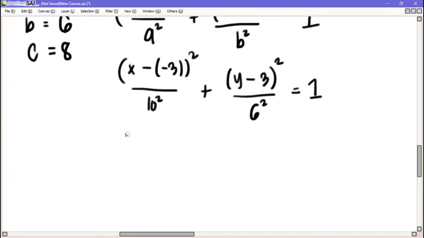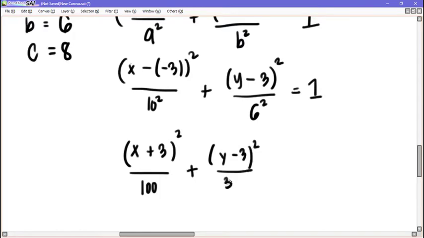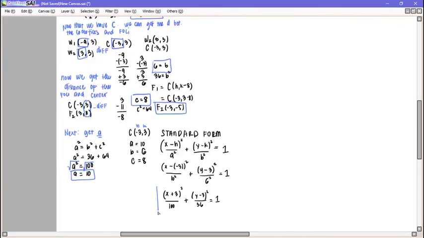Our final equation will be (x plus 3) squared over 100, plus (y minus 3) squared over 36. And that is all equal to 1.